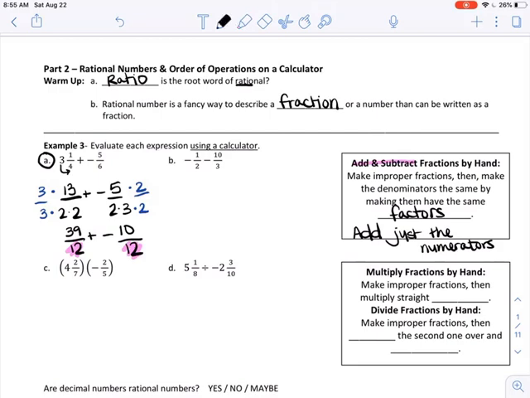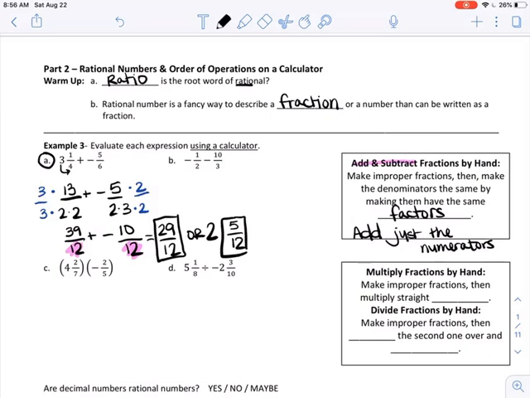Now, I have 39 twelfths plus negative 10 twelfths, and I want to know how many twelfths do I have. You just add the tops. You can do this in your calculator, or you can go 39 minus 10 is 29 twelfths. Now, you have the option to just keep it this way. It is a simplified fraction. The fact that it's improper is fine. We don't actually need to express it as a mixed number, but if you really want to, you can divide 29 by 12 and get 2 and 4 twelfths. Oh, excuse me, 5 twelfths.